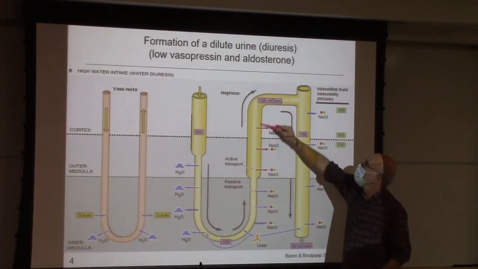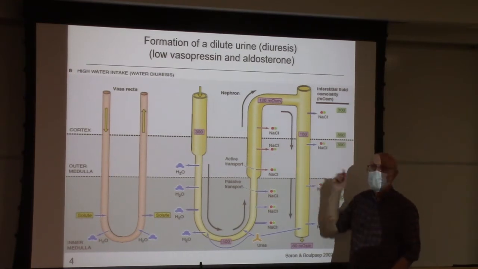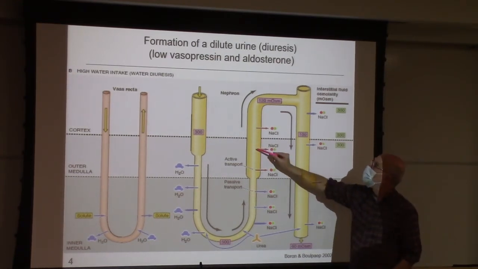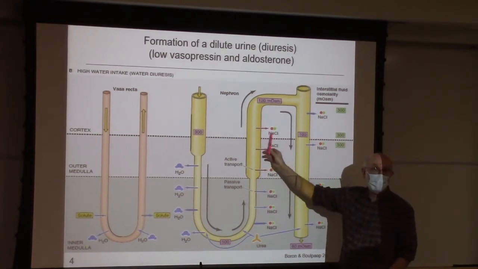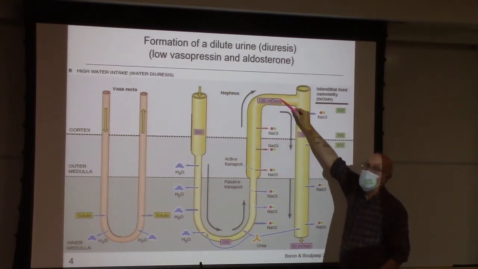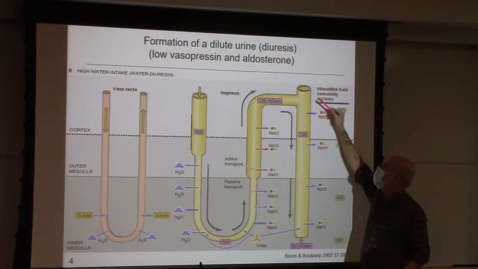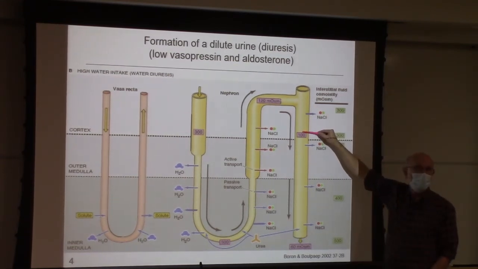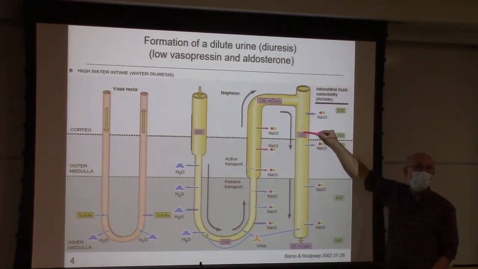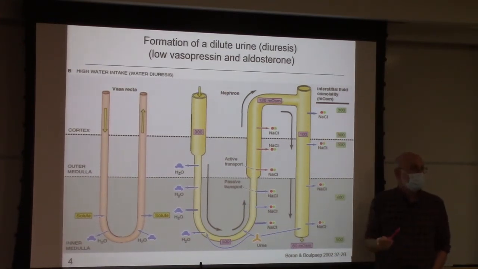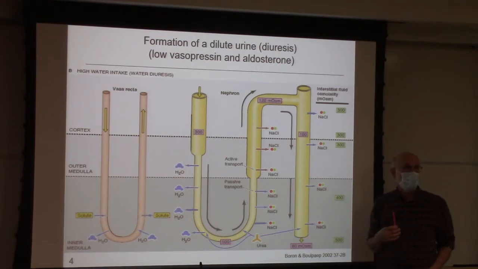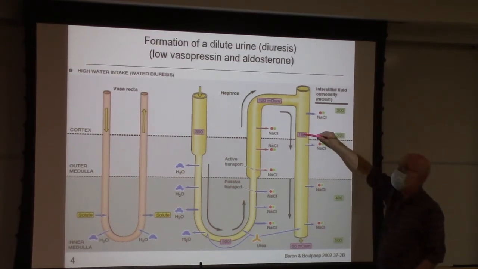Then the fluid, because sodium and chloride is being pumped out of the ascending limb, what enters the distal tubule and what enters the collecting tubule is hypotonic. The salts, the sodium, has been extracted from it. So this is low osmolarity.